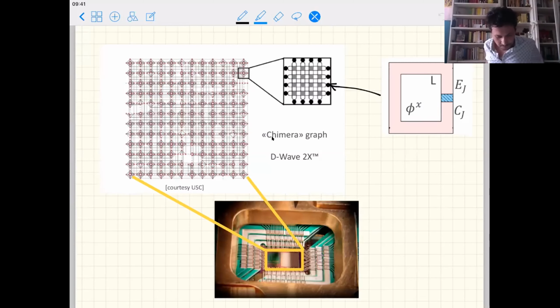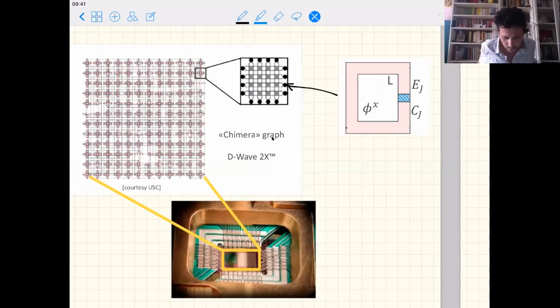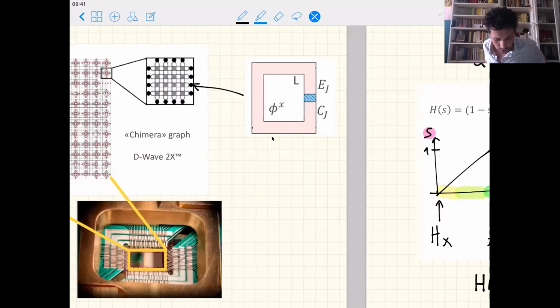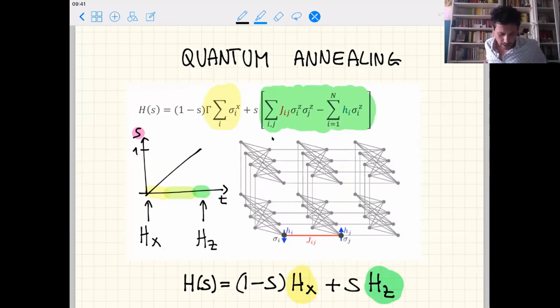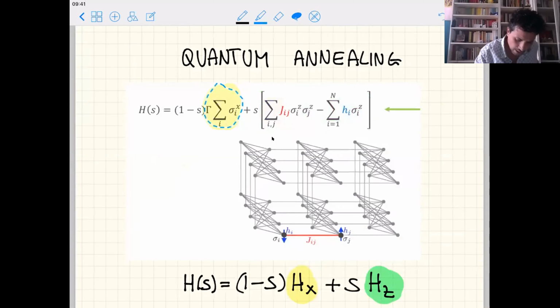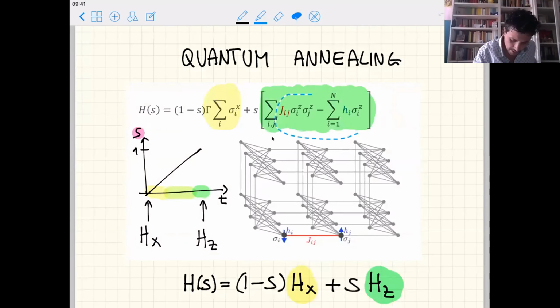So a few more words. What people do with these devices is a thing called quantum annealing. Namely, the idea is the following. You see here in yellow and green two Hamiltonians, one along sigma x and the other one here along sigma z.